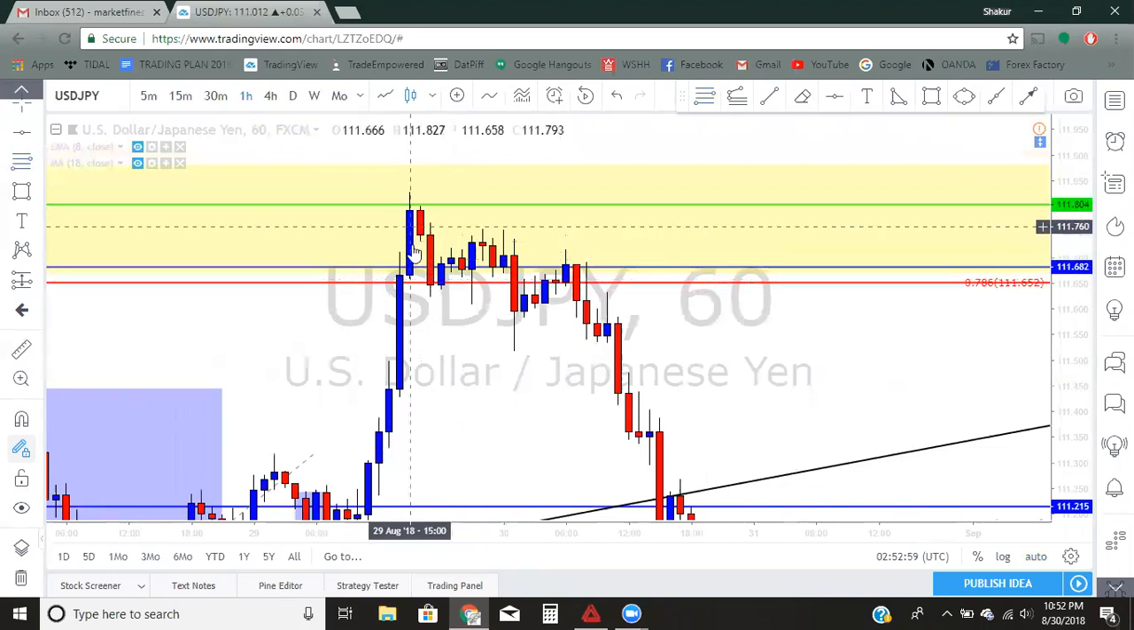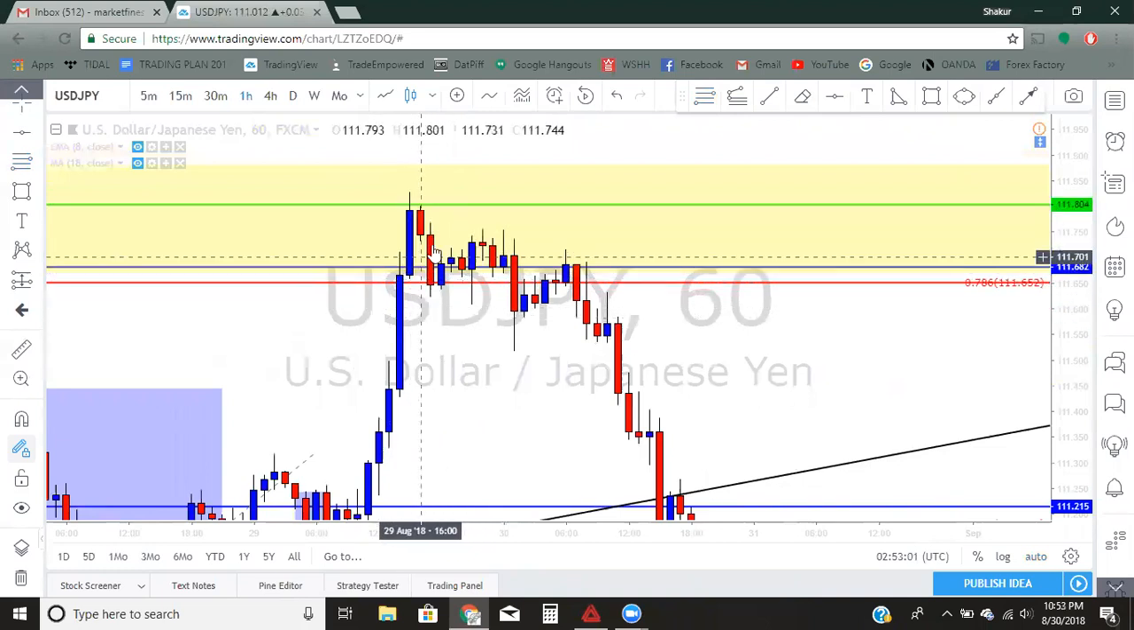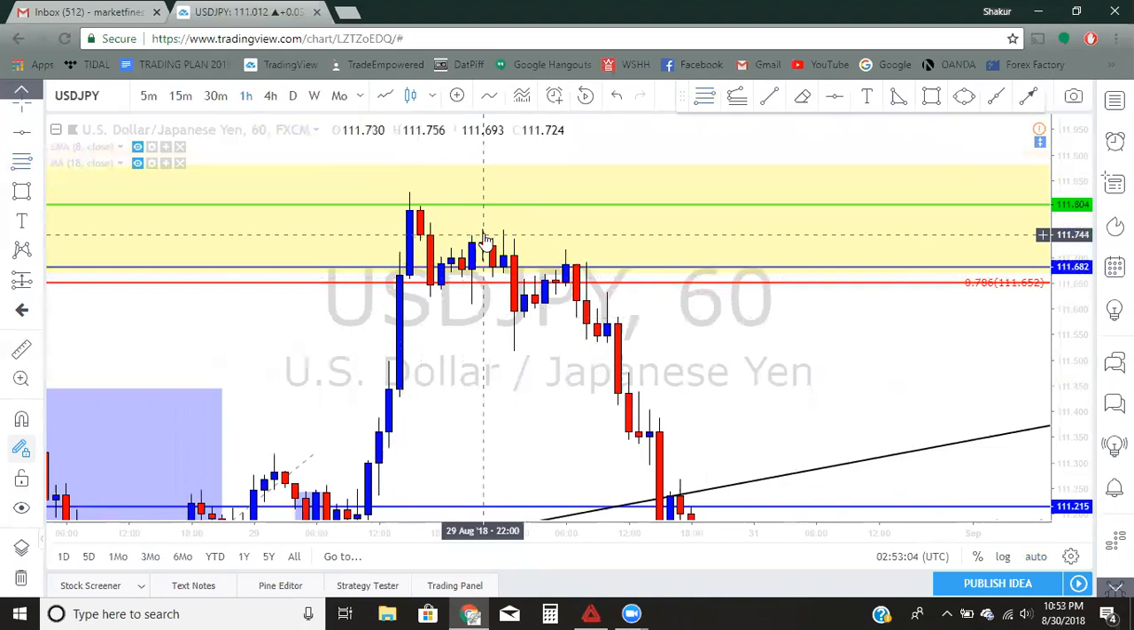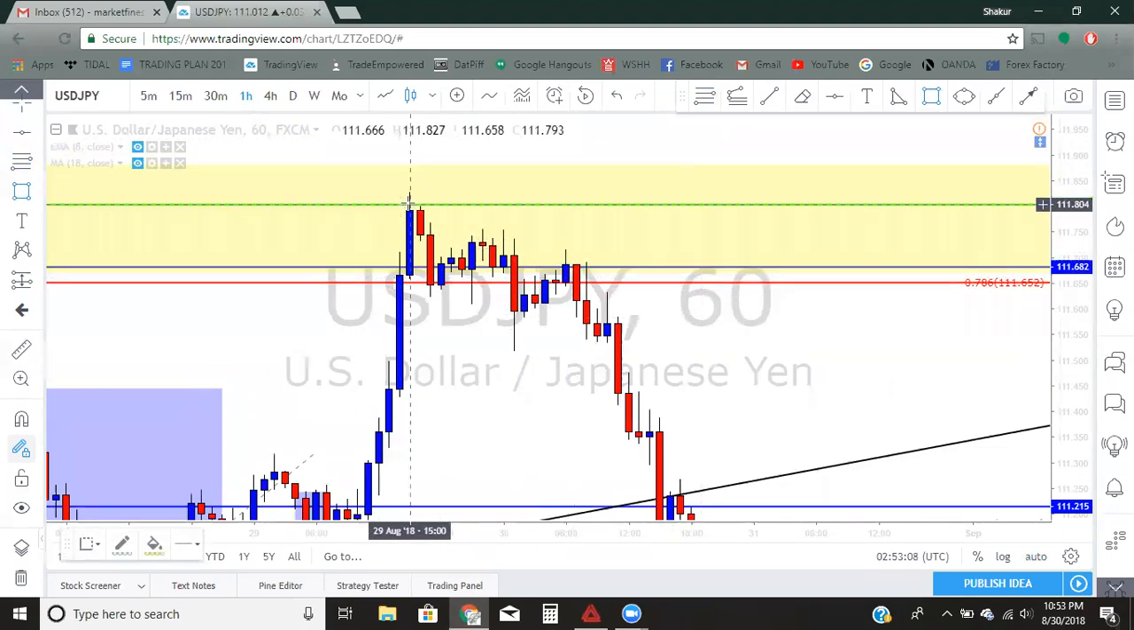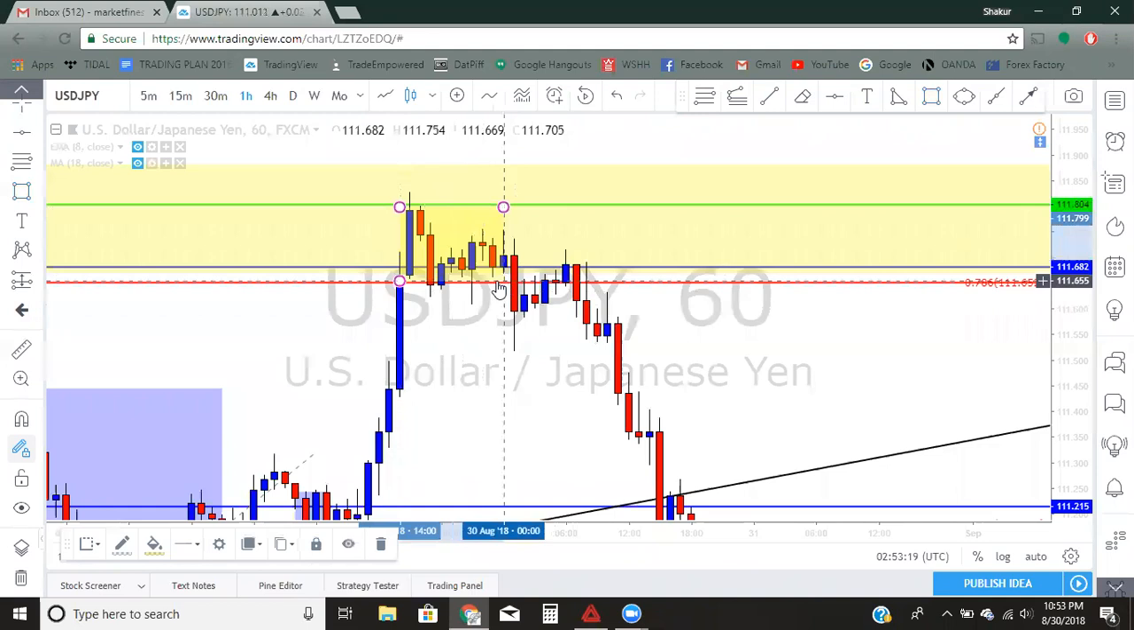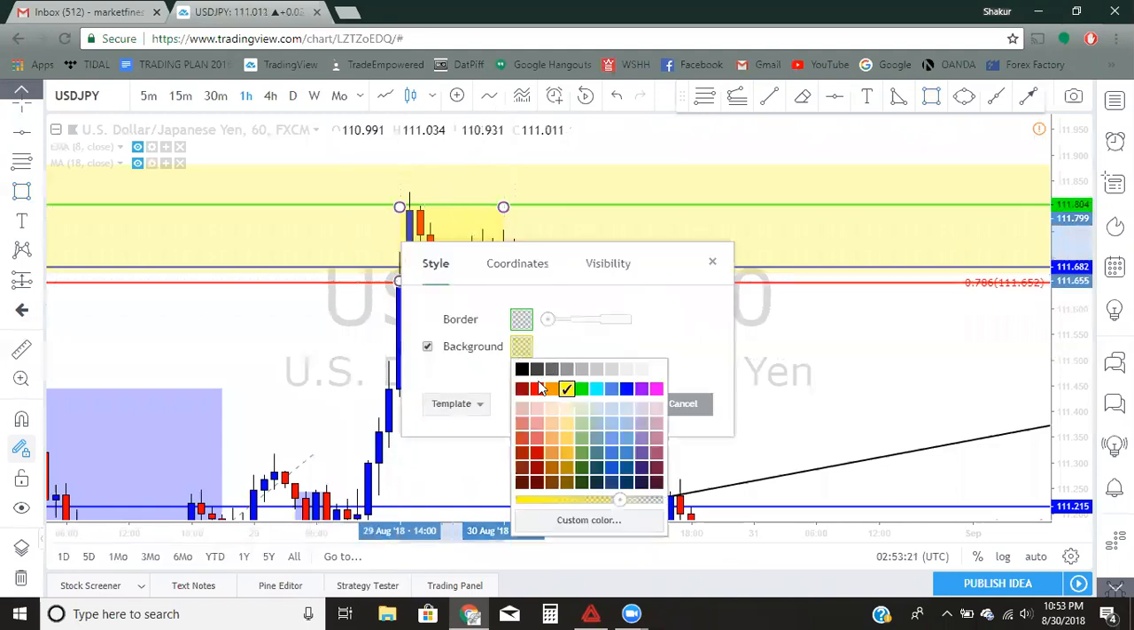It basically told me that it was respecting this zone, and then from there it just started creating lower highs in that level. So this was, I think, John, you called out actually a bearish rectangle on UJ. So this was my bearish rectangle that I had on UJ.